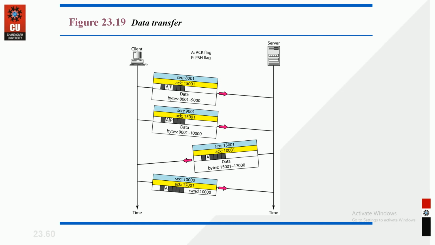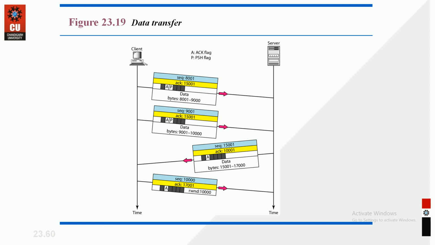First, sequence number 8001, acknowledgement number, then A. Here, which field comes into the picture? P. P means push for the data, and it will send the data, bytes from 8001 to 9000. That means it has sent the first segment, right? One segment is of 1000 bytes.